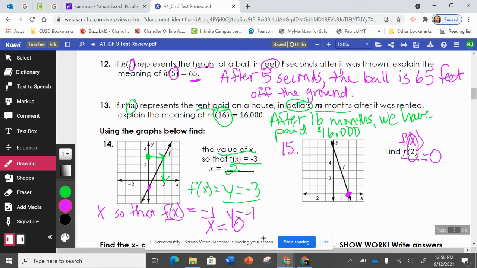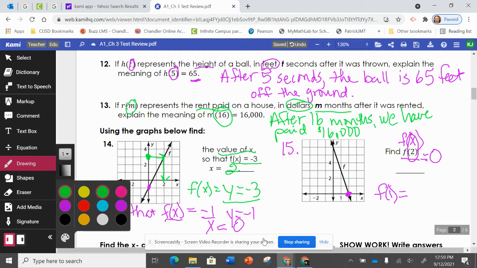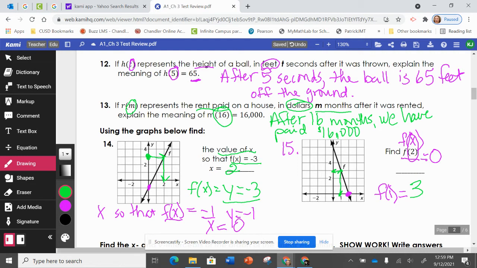So if I asked you for f of 1, that means find where x is 1. I'm going to change color here. X is 1 right here. There's where it touches the graph of f, and that y value is 3.